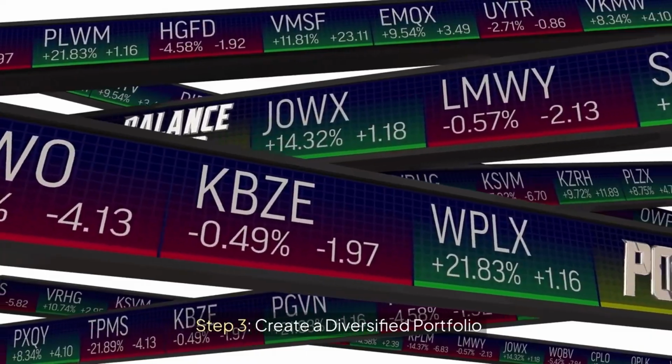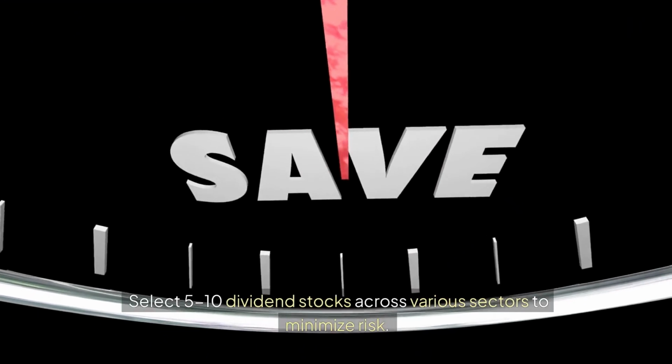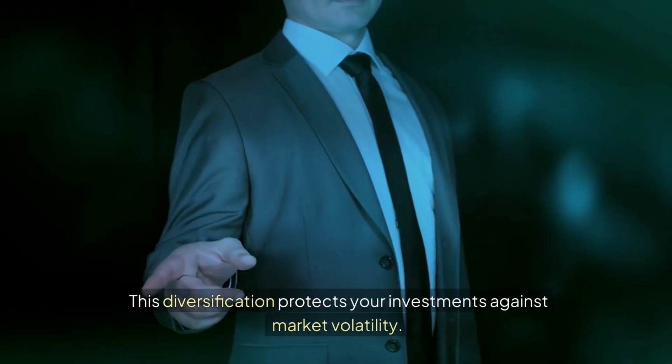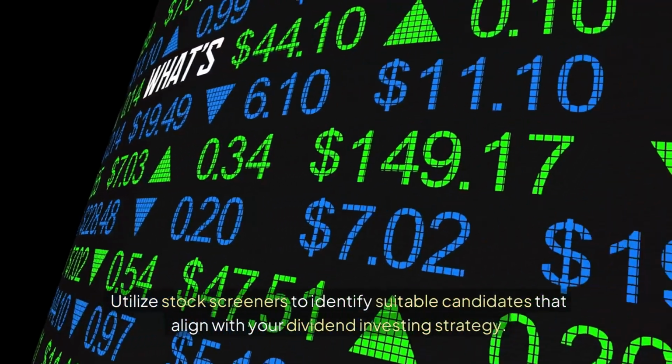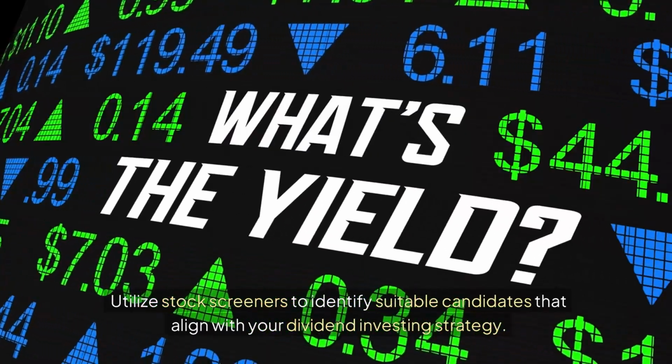Step 3. Create a diversified portfolio. Select 5 to 10 dividend stocks across various sectors to minimize risk. This diversification protects your investments against market volatility. Utilize stock screeners to identify suitable candidates that align with your dividend investing strategy.